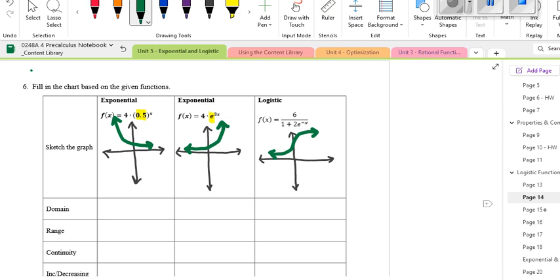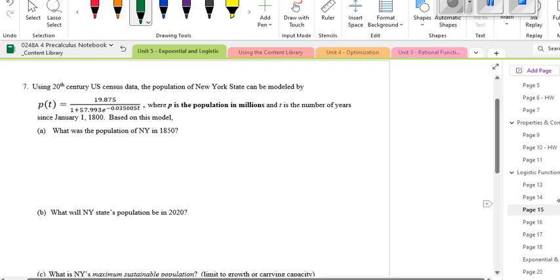And I'm going to move on to page 15. I'm going to make every attempt to get this video done in the next 5 minutes or so. All right, so this will be the last question that we talk about together. It too has to do with population, but rather than rabbit or deer population, we've got to take a look at human population. It talks about human population in New York State back in the 19th century. It gives us an equation that models that population.